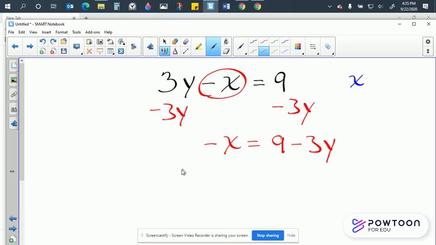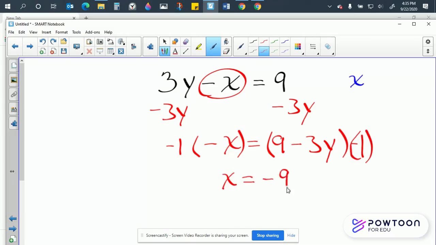Now we just have to multiply by negative 1 on both sides. And we're left with x on the left, and then negative 9 plus 3y on the right, because we have to distribute that negative sign. So negative 1 times 9 is negative 9, and negative 1 times negative 3y would be positive 3y.